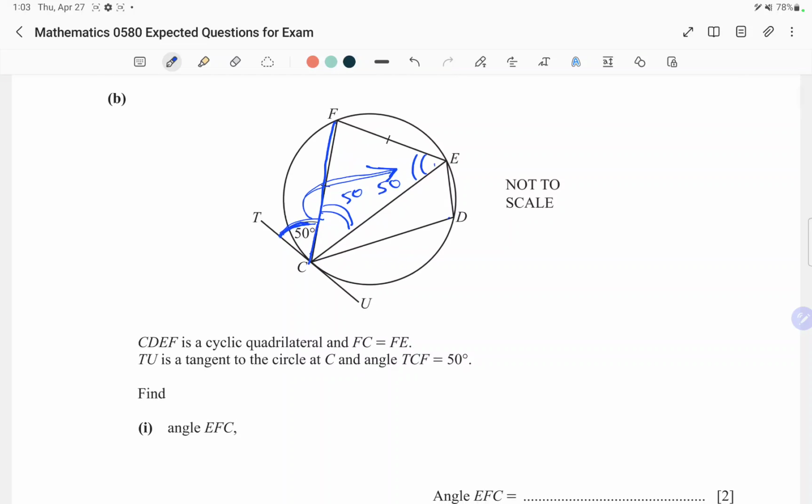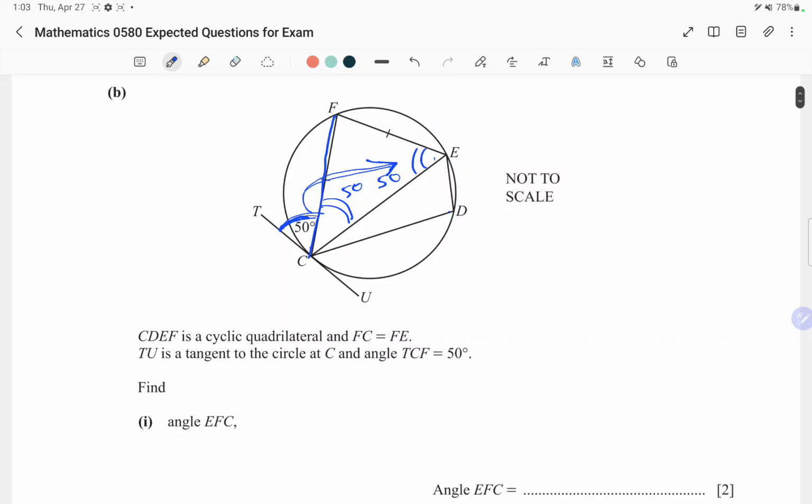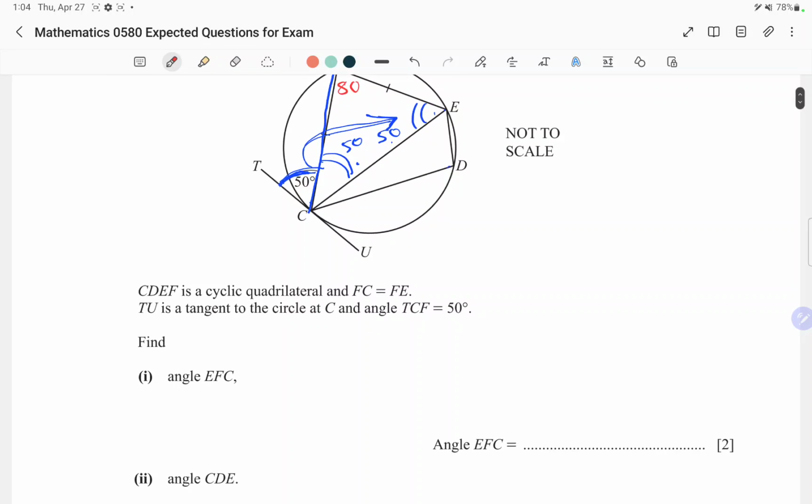Now come to the next question. Angle EFC. Where is EFC? EFC, this angle. No problem. Here this is 50, this is 50. So this is 100, and in the triangle it is 180. So this is 100, so it should be 80, right? It should be 80 degrees. So here it should be 80.